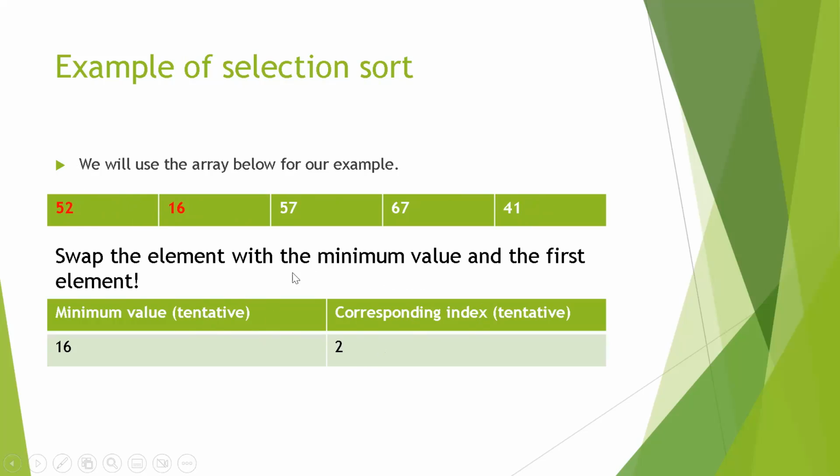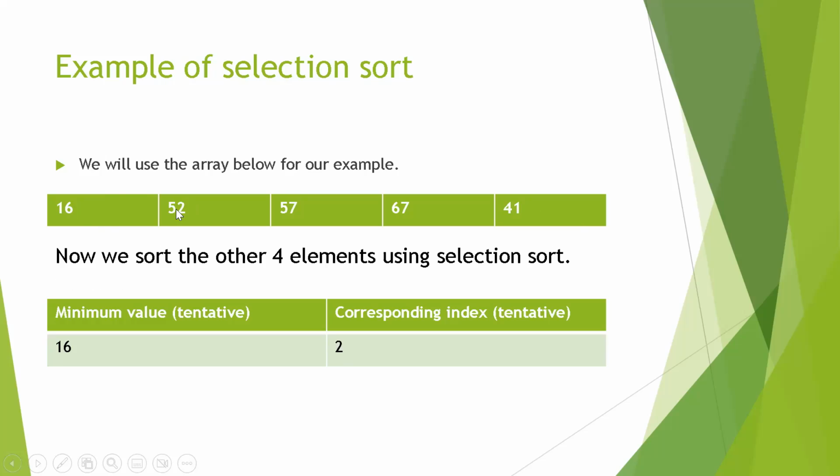After that, we swap the element with the minimum value and the first element of the range that we want to swap, which in this case is the entire array. So we swap these two elements. Now we sort the other 4 elements using selection sort.